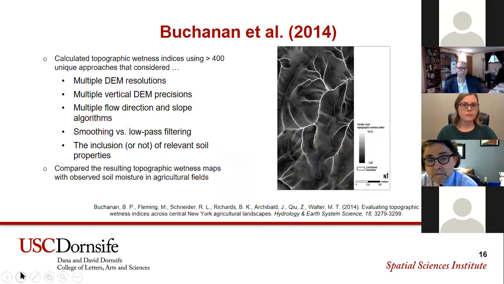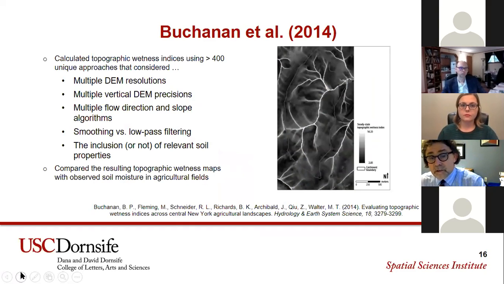And they calculated more than 400 different topographic wetness indices for the same fields because they trolled through choosing different DEM resolutions, different vertical DEM precisions, multiple flow direction and slope algorithms. They chose and used smoothing versus low pass filtering, and they included or not the relevant soil properties. And they used these to try and get a handle on which approach and which inputs gave you the best topographic wetness maps, and the test was measured against observed soil moisture in the agricultural fields.